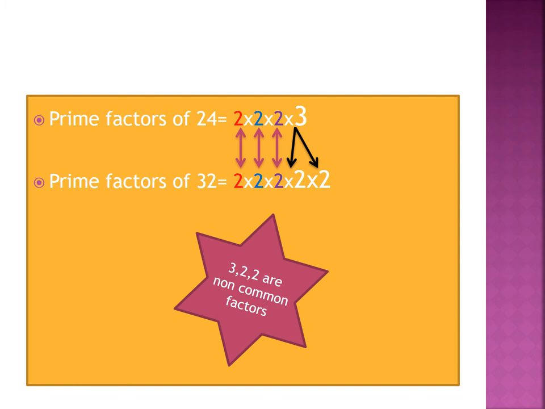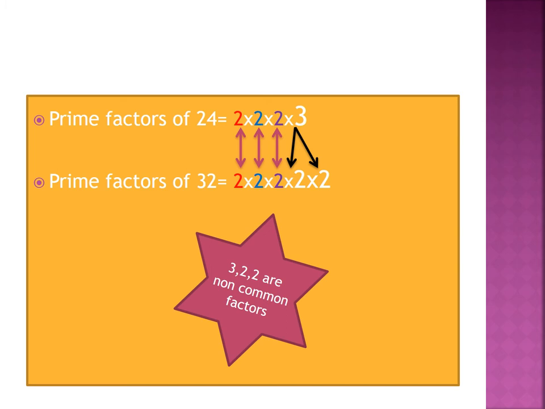See, prime factors of 24 equals, we are writing in this way, 2 multiply 2 multiply 2 multiply 3. Prime factors of 32 are 2 multiply 2 multiply 2 multiply 2 and multiply 2. Now you need to find out the common prime factors in both numbers. It's clear in front of you, prime factors of 24 and prime factors of 32.